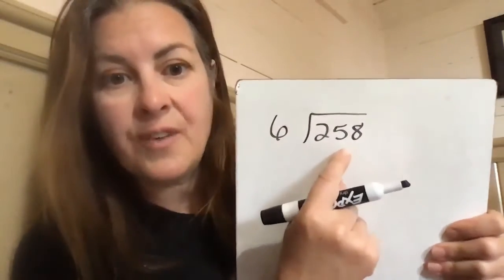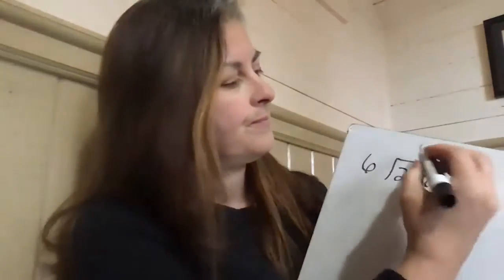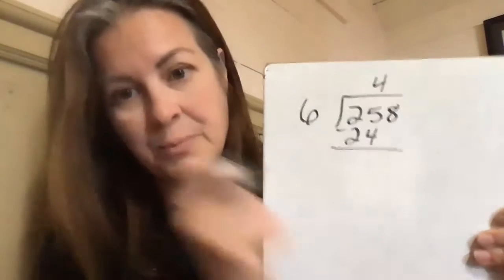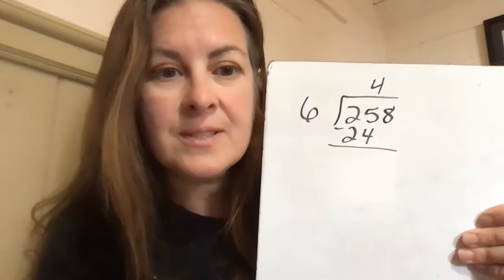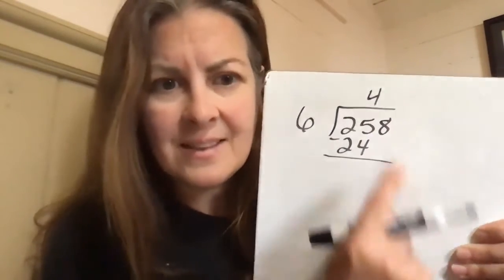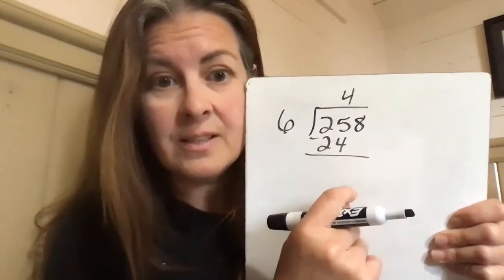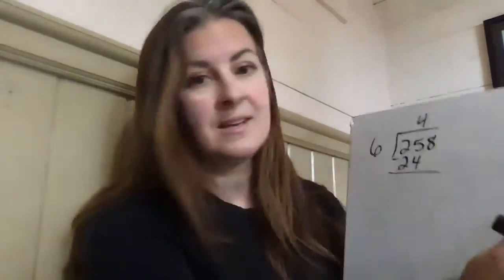6 goes into 25 4 times, right? So 6 times 4 is 24. This is a pretty easy one. But sometimes kiddos forget that they don't need to do the whole algorithm of subtraction. They can just count on. So here's how we count on to find the difference between 25 and 24. 24, 25. I just counted on from 24. I have one finger up. That means 1 is the difference. Okay? That's how we count on.